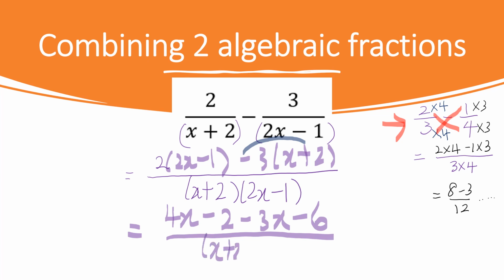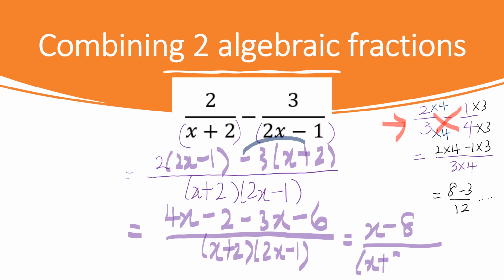If you're not respectful to brackets, you will just make mistakes. Okay, 4x minus 3x will just give you x. Negative 2 minus 6, you can key in your calculator, gives you negative 8. Alright, so this is how you do it.